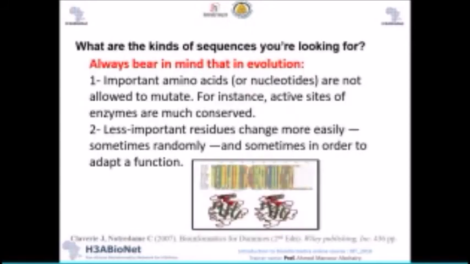So what are the kinds of sequences you are looking for? Always bear in mind that in evolution, important amino acids or nucleotides are not allowed to mutate. For instance, active sites of enzymes are much conserved. So what you are looking for is the portion of your new sequence that is conserved, and this will help you in your study. Less important residues change more easily, sometimes randomly and sometimes in order to adapt function. That's why we are looking for the most important region, which is the most conserved region.